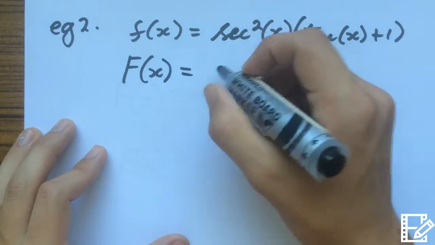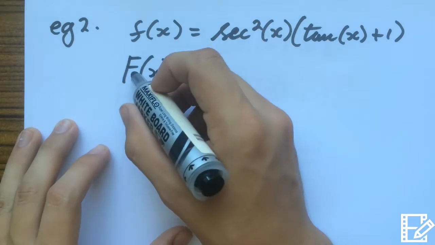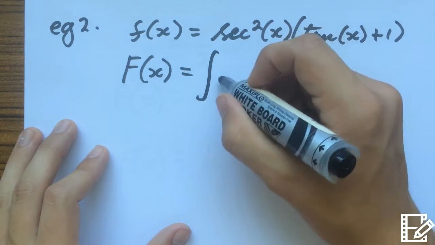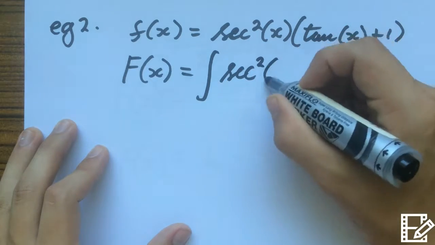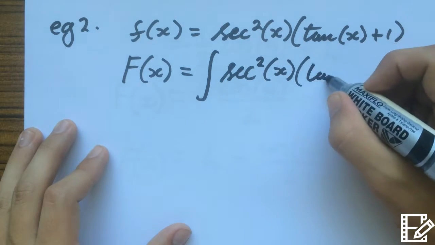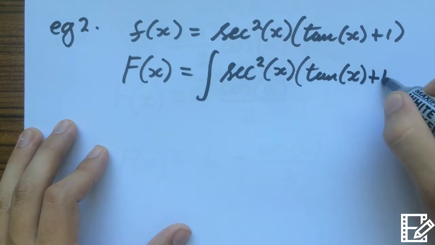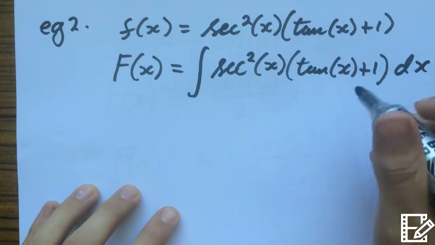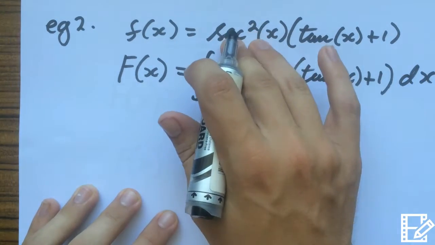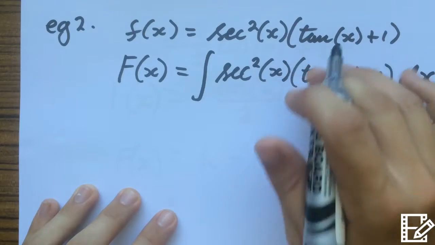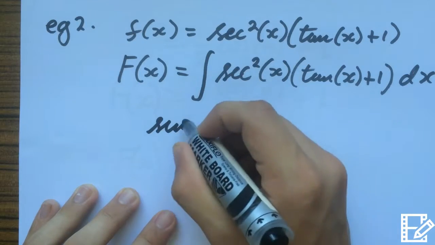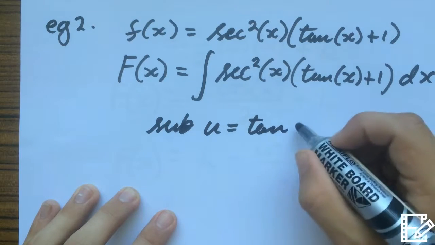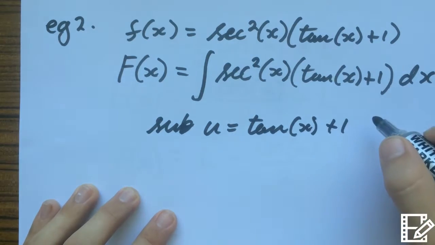First, we rewrite it like we're finding the integral using the capital F. Find the integral on one side, find the integral on the other. Sec squared x multiplied by tan x plus 1 dx. Now, because if we derive this, we'll get something similar to this, I'll make this the u. So we sub u in for tan x plus 1.